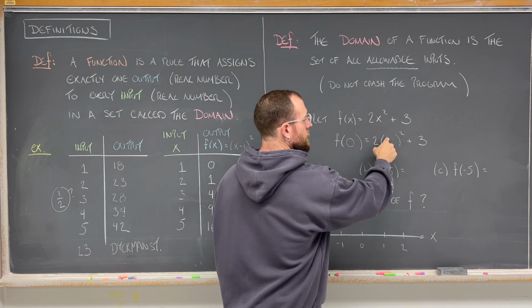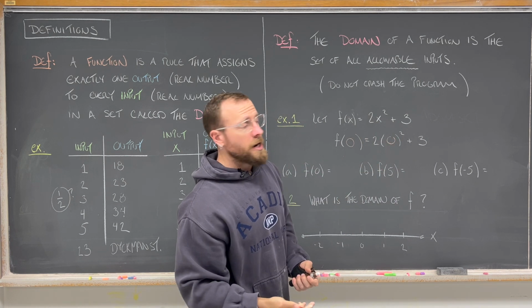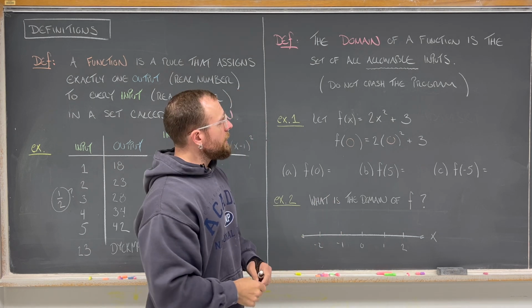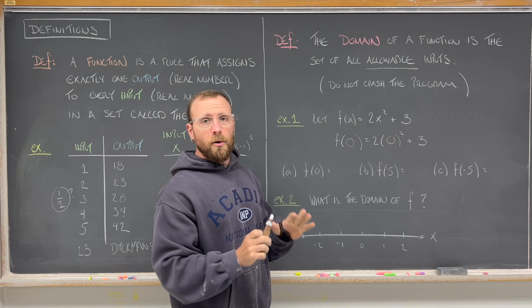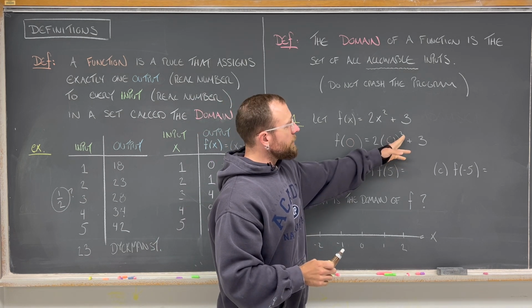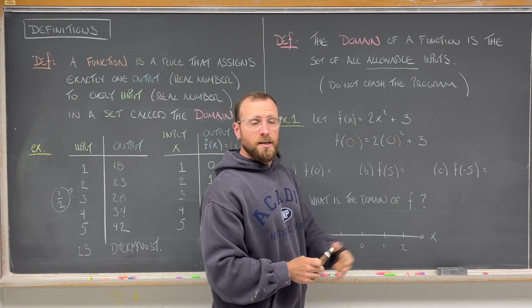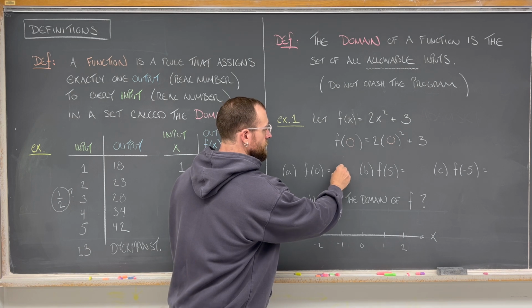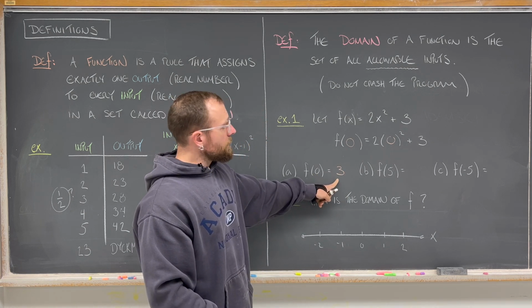Well, f of 0, I'm replacing x with a 0. I want to do the same thing over here. I want to replace that x with a 0. There's only one x on the right-hand side, so I'm done. I just have to figure out what number this is, and I have to make sure that I follow the order of operations. If I do, I'm going to get the right answer. 0 squared is 0. 0 times 2 is 0. Plus 3 is 3. So f of 0 is 3. When the input is 0, the output is 3.